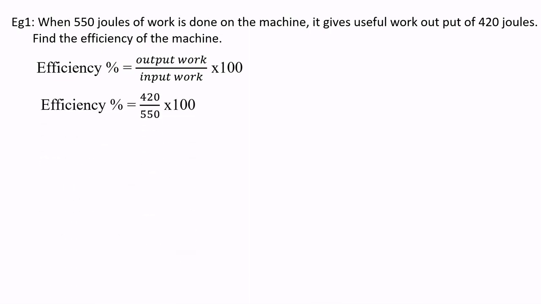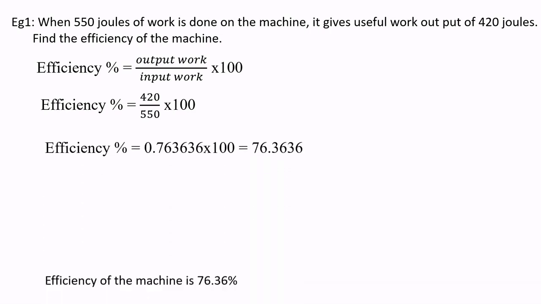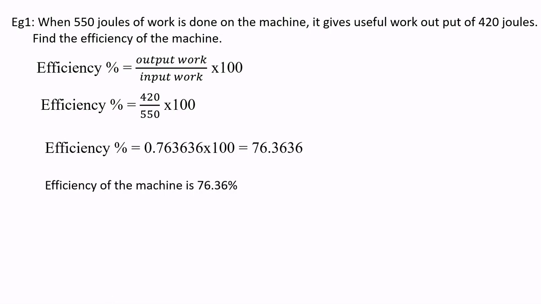We substitute the values. Output is 420 joules, input is 550 joules, and in doing so we get the efficiency of the machine to be 76.36%. I hope this is clear.